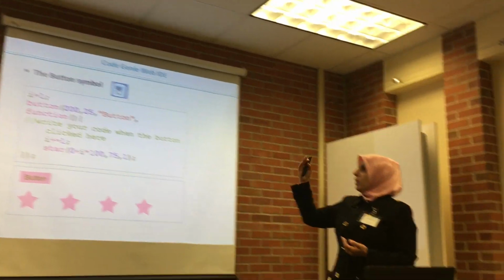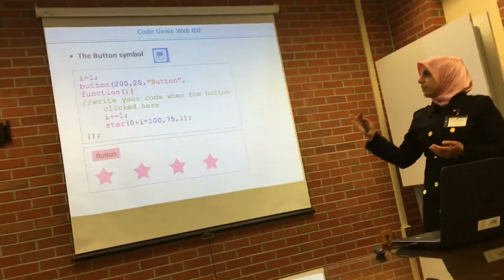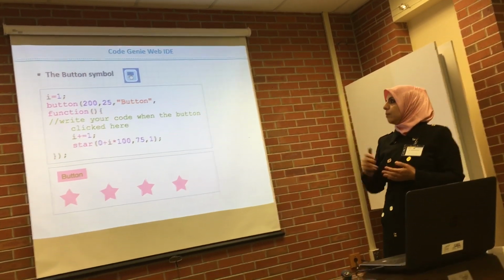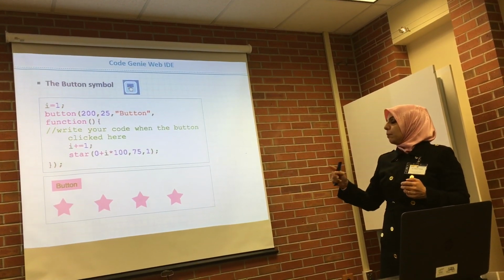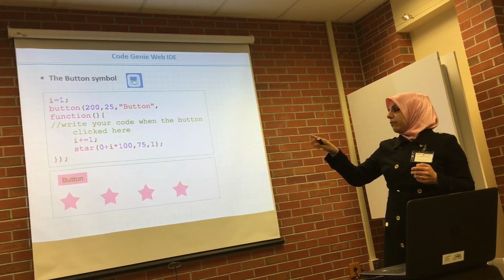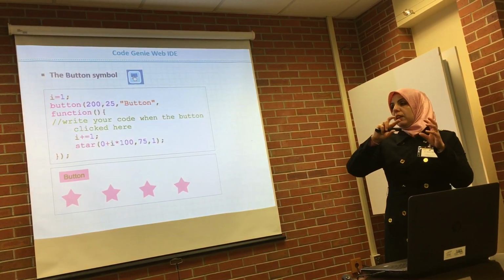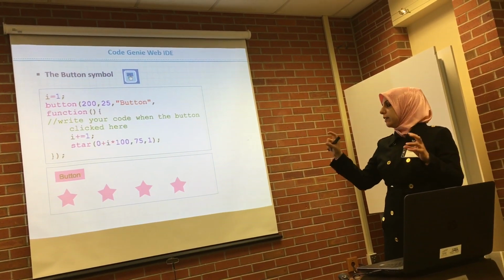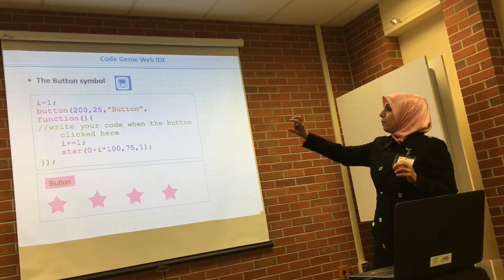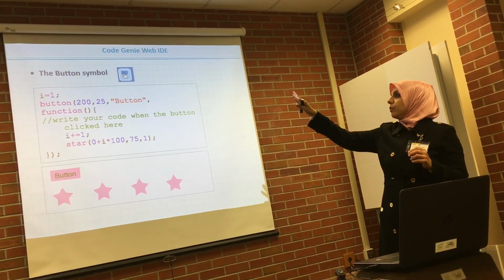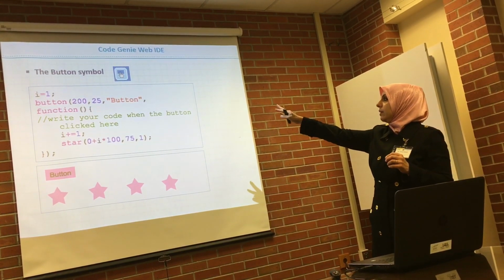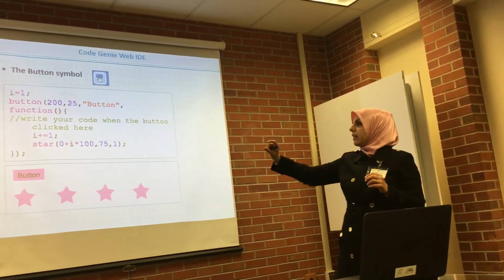The symbol button was also added to the environment. When the user clicks that symbol, this code will be added in the editor area. In this example, whenever we click the button, a new star will be drawn at a different X location. We can modify the code inside the function area. The first two parameters are just the location, and the third one is the text on the button.